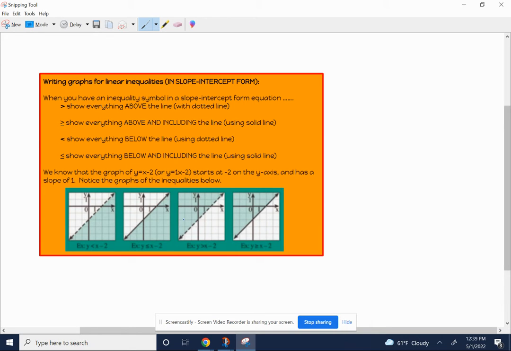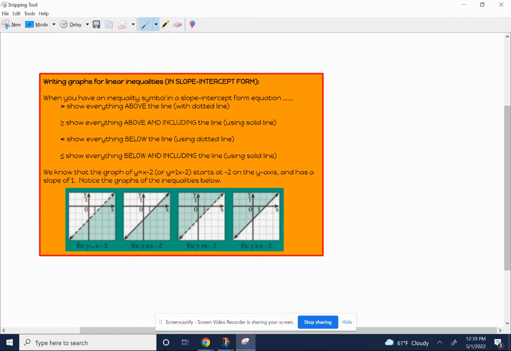Let's just take a look at some examples and I'll talk about what's up there. If I wanted to show y equals x minus 2, I would start with negative 2 on the y-axis because that's the y-intercept. My slope is 1, so I would go up 1 over 1. So I would just have a solid line right here where the dashed line is. But if I want to show everything y less than x minus 2, I want to show everything below it, so I would shade everything below that line.